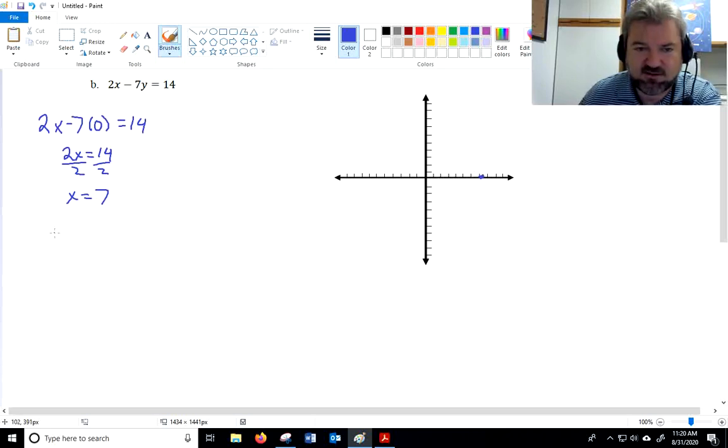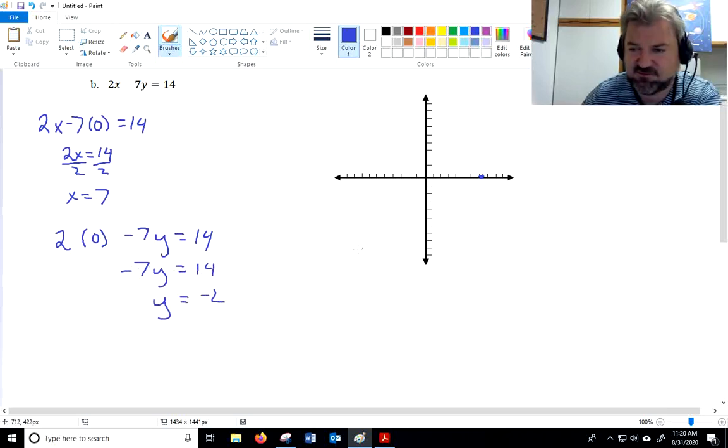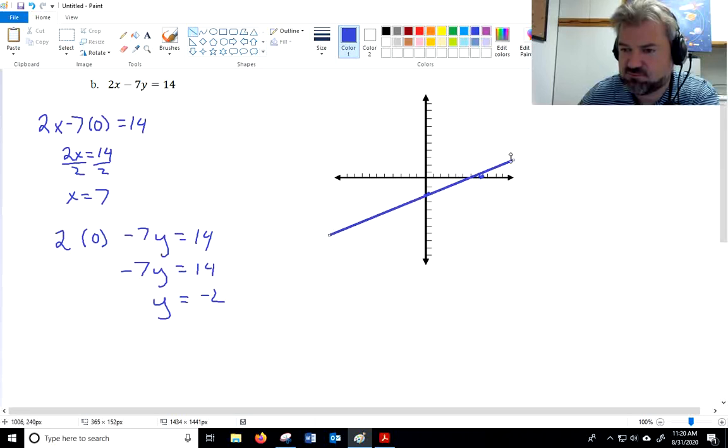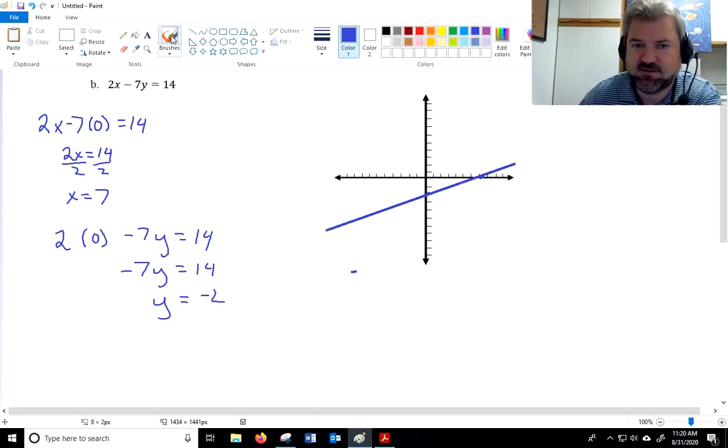And now I'll find our y-intercept by putting a 0 in for x. 2 times 0 is 0. 0 minus 7y is a negative 7y. Please don't forget the negative. That would be bad. Divide by negative 7, you get a negative 2. So I'm going to make a line kind of like this, if I can get it just right. There we go. So that's our line there.